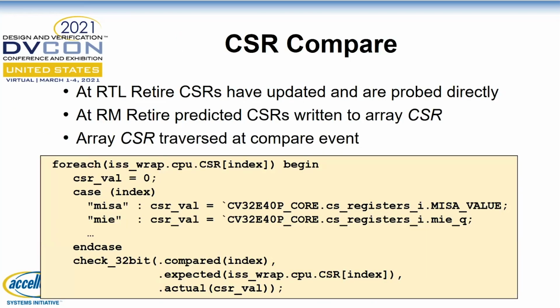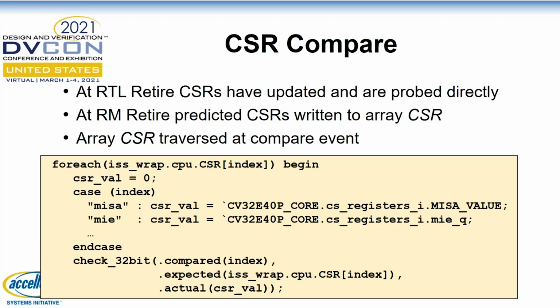Next I'll talk about the CSR compare. This is pretty simple, because when the RTL retire event is triggered, the RTL CSRs will have already updated, and those can be probed directly. At the reference model retire, the reference model is going to write all the predicted CSRs, in other words, any ones that have changed, to array CSR, which is an array of 32 bits indexed by a string. And the index is the name of the CSR, for example, MISA.